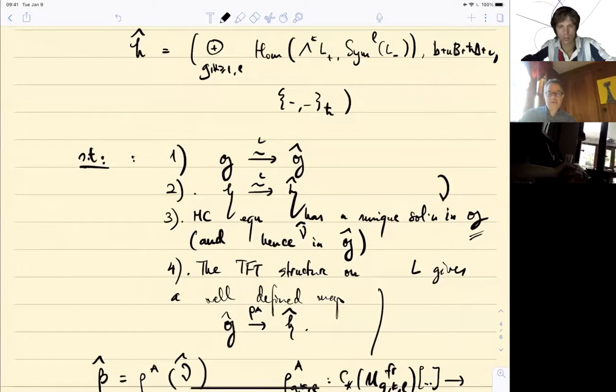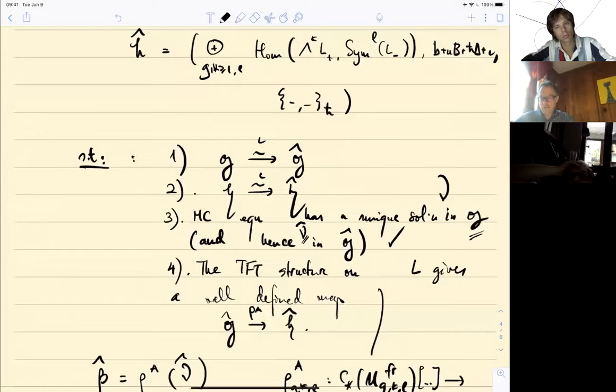Now, because quasi-isomorphic DGLAs have isomorphic moduli spaces of Maurer-Cartan elements mod gauge, that means that the same statement is true in G hat. So I can call this unique element in G hat V hat. So this statement is nothing but follows from statement one and the statement from before that G has a unique solution.